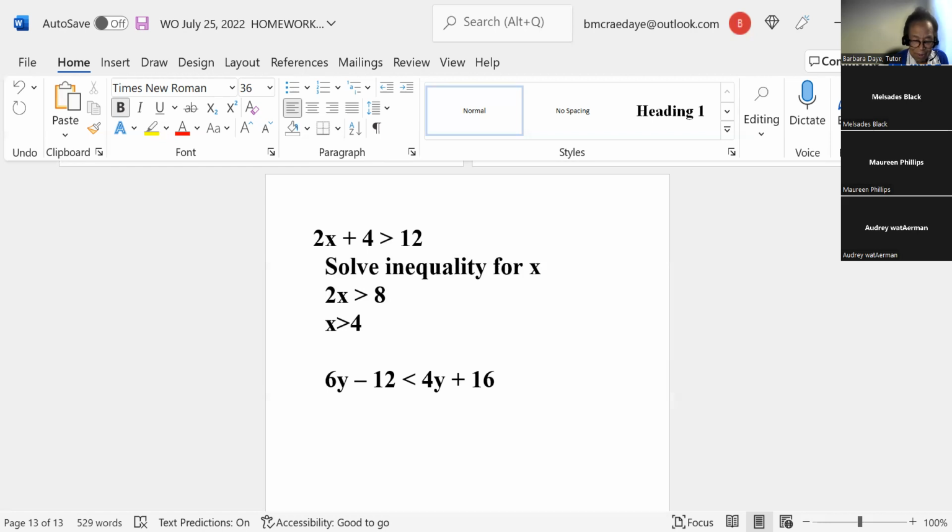Audrey had the other one before anybody else did. Let's see who gets that one first. Maureen, I want you to solve it. I don't want to hear you say you didn't solve it. Let's see, 6y minus 12. Where's less than? And remember, with these, you do just like if they were equals, you're trying to get like terms together.